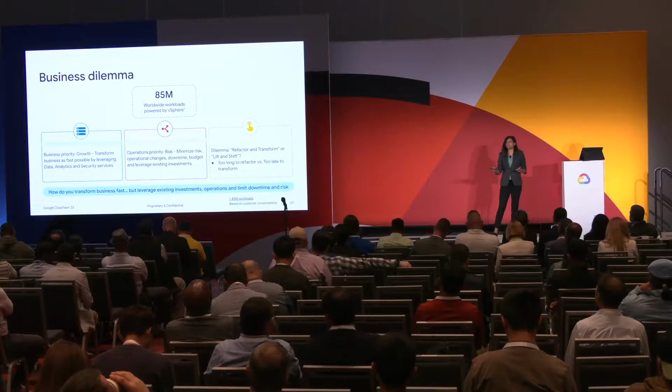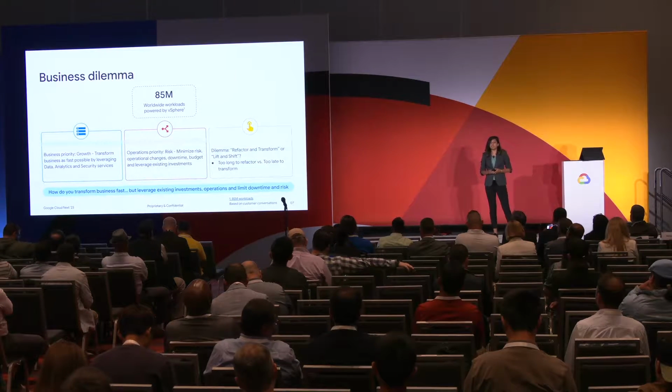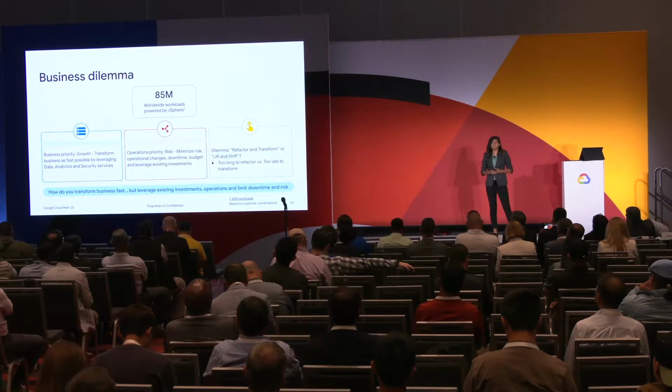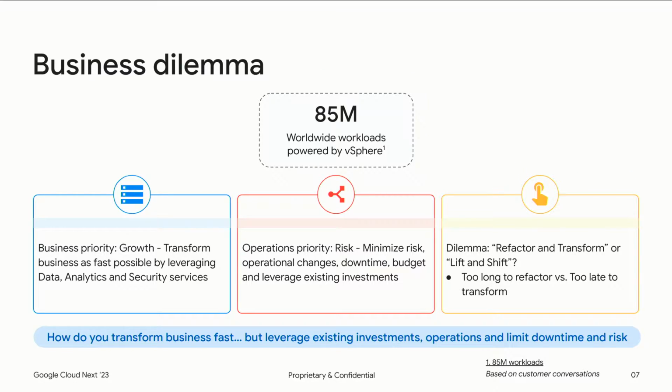On one hand are the business requirements of enabling growth and transformation, leveraging the best of data, analytics, artificial intelligence, machine learning, and security, whereas on the other hand, IT operators are trying to optimize cost, minimize risk and downtime, and maximize the use of existing investments that they have already made. The dilemma this creates is how do these organizations rapidly transform while minimizing risk, change management, and expenses? Do they lift and shift today and deal with the transformation in the future, or do they refactor and transform now?